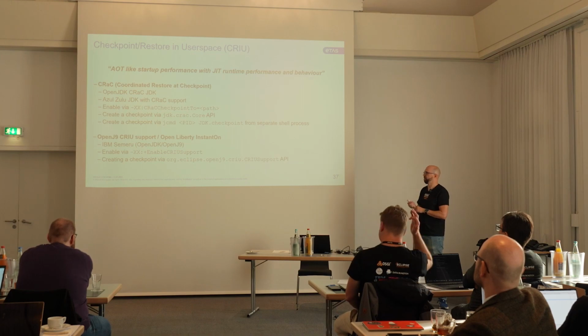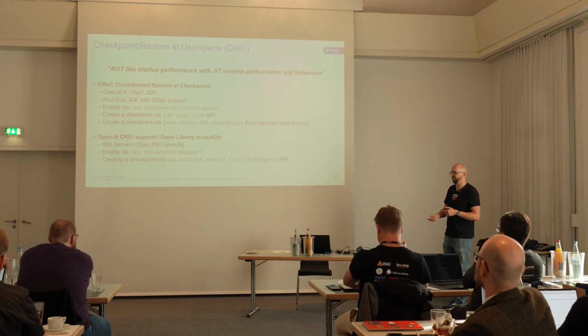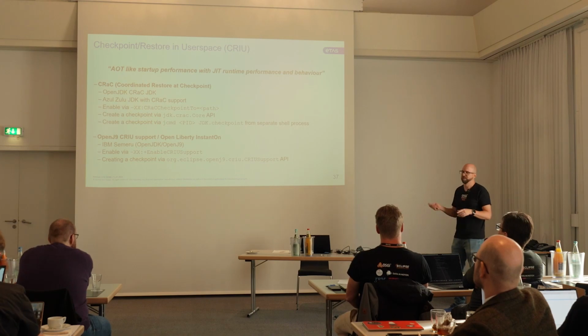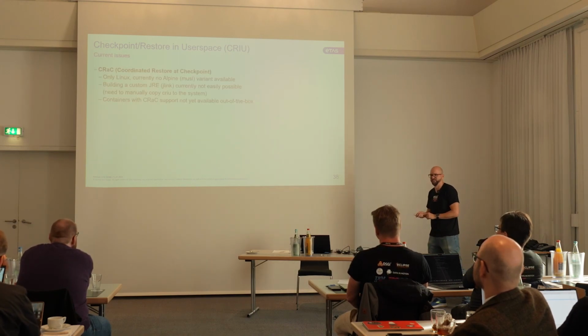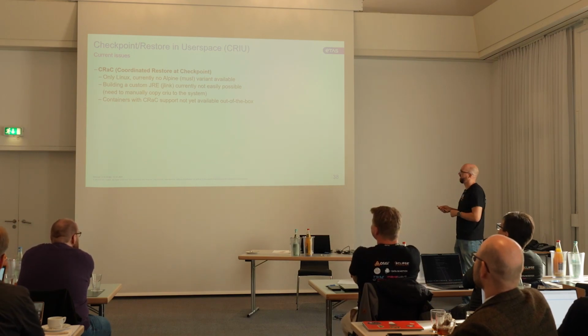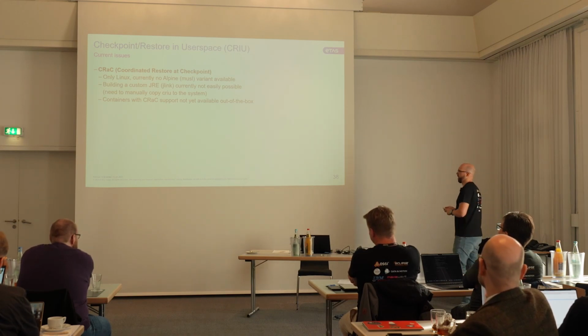You can enable it with another parameter, but you can only create a checkpoint via API. That was my first problem on this. I make faster. Okay, no pressure. But actually, that's the interesting topic. So, where are the issues with CRaC right now?